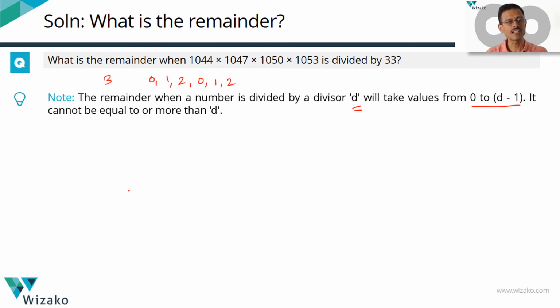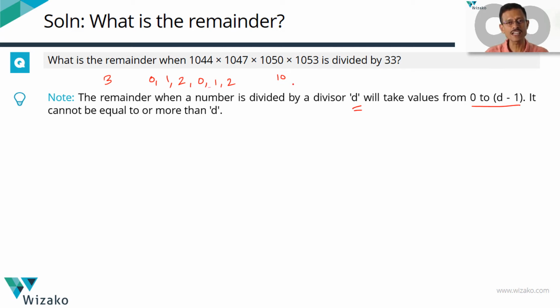So you'll find that when a number is divided by 3, remainders will only be 0, 1, or 2, which means it can go up to d minus 1. So what happens if you find a remainder which is greater than that? Let's say the remainder when I divide a number by 3 is equal to 10. I cannot say the remainder is 10 because remainders can take only values from 0 to 2.